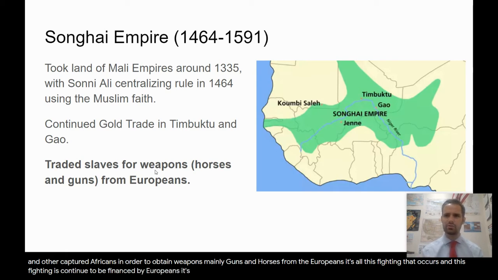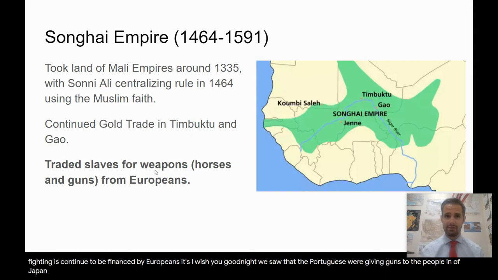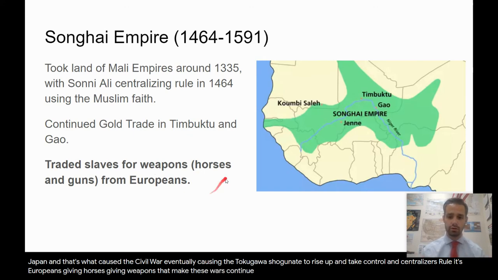It's kind of similar to what we saw with the Tokugawa shogunate. We saw that the Portuguese were giving guns to the people of Japan, and that's what caused the Civil War, eventually causing the Tokugawa shogunate to rise up and take control and centralize his rule. It's Europeans giving horses, giving weapons that make these wars continue to occur.